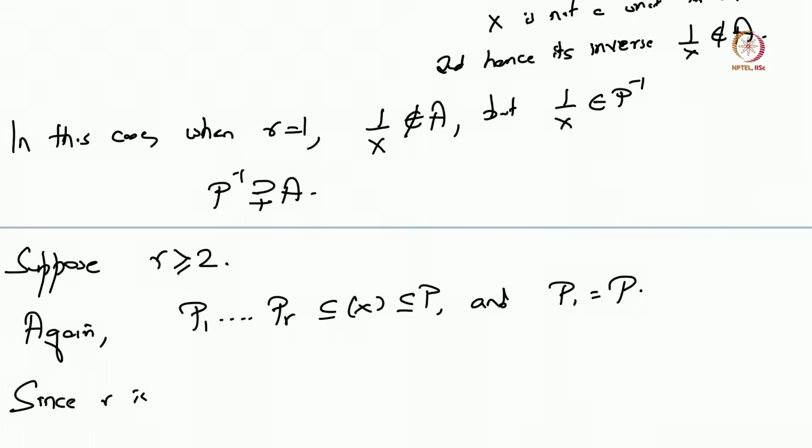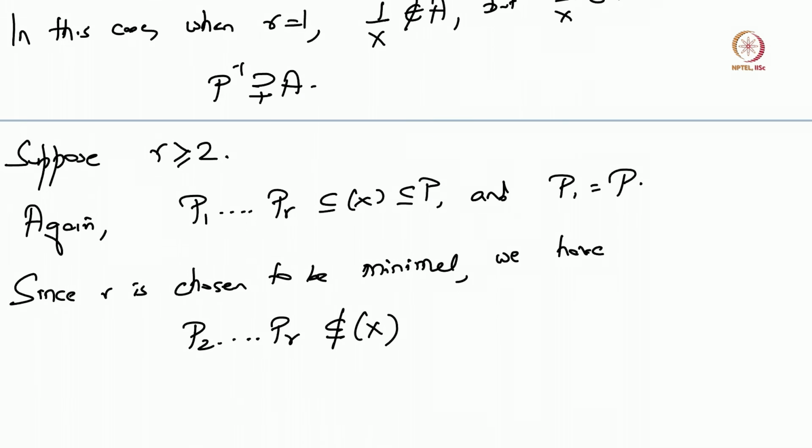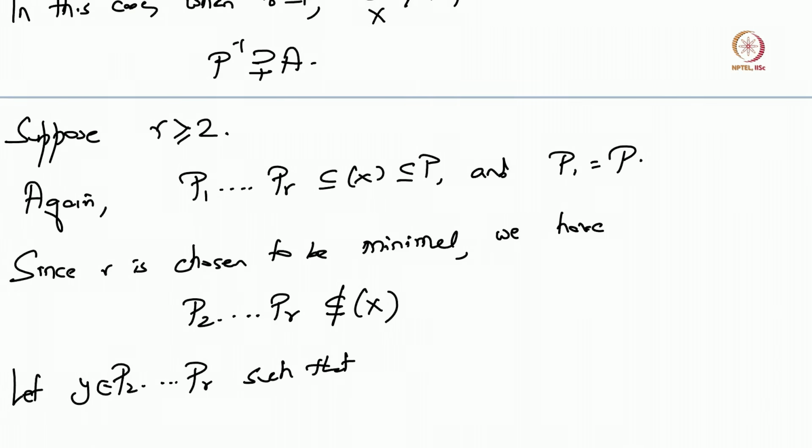Since r is chosen to be minimal, if you take the product P2 up to Pr, this cannot be contained in x, because if it was, we would have a product of r minus 1 non-zero prime ideals that's contained in x. Since r is chosen to be minimal, this product P2 up to Pr is not contained in x. So let y be an element of this product such that y does not belong to the ideal generated by x.